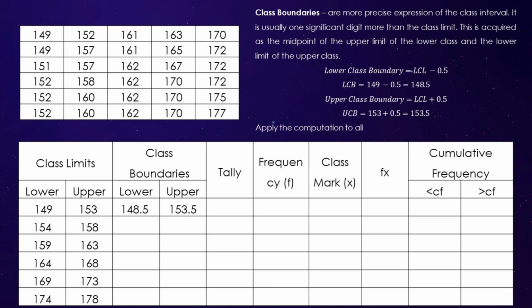That is, 149 minus 0.5 gives us 148.5, and 153 plus 0.5 gives us 153.5. Apply this computation to all data from the class limits to complete the class boundaries. You may pause the video and do the calculations.